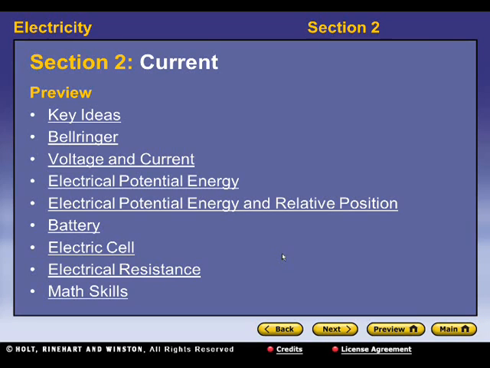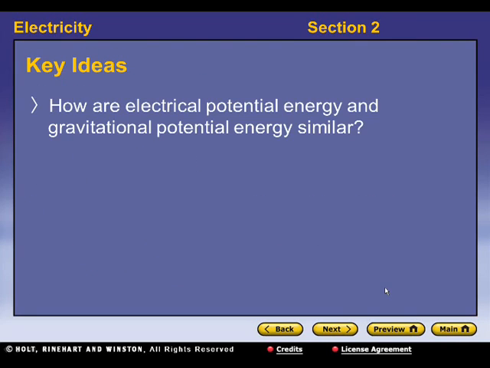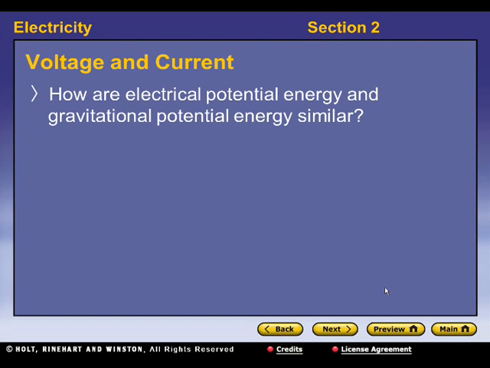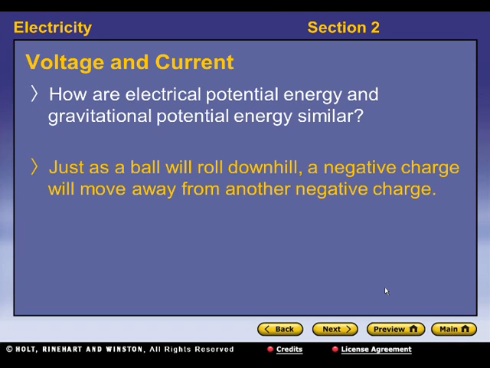Okay, welcome to Chapter 17, Section 2 on current. Let's get right to the key ideas here. How are electrical potential energy and gravitational potential energy similar? What causes electrical resistance? So, start off, voltage and current. How are electric potential energy and gravitational potential energy similar?